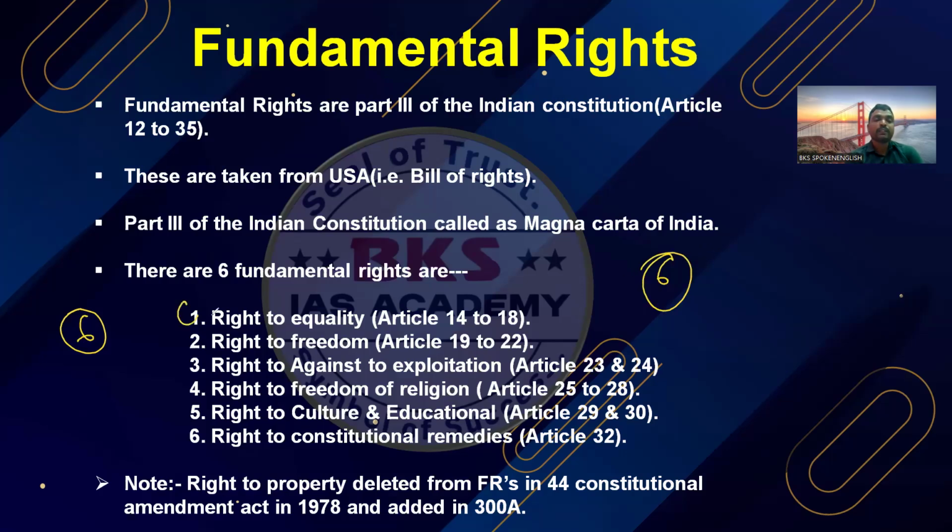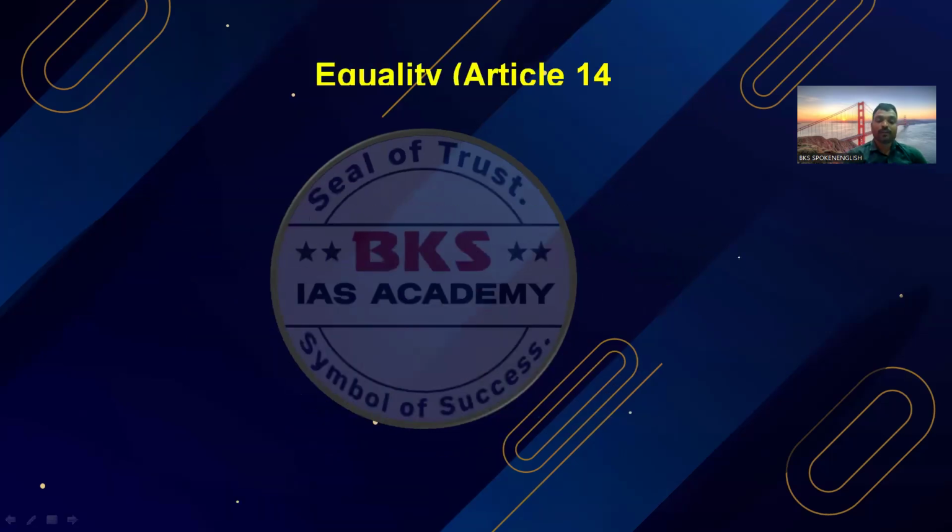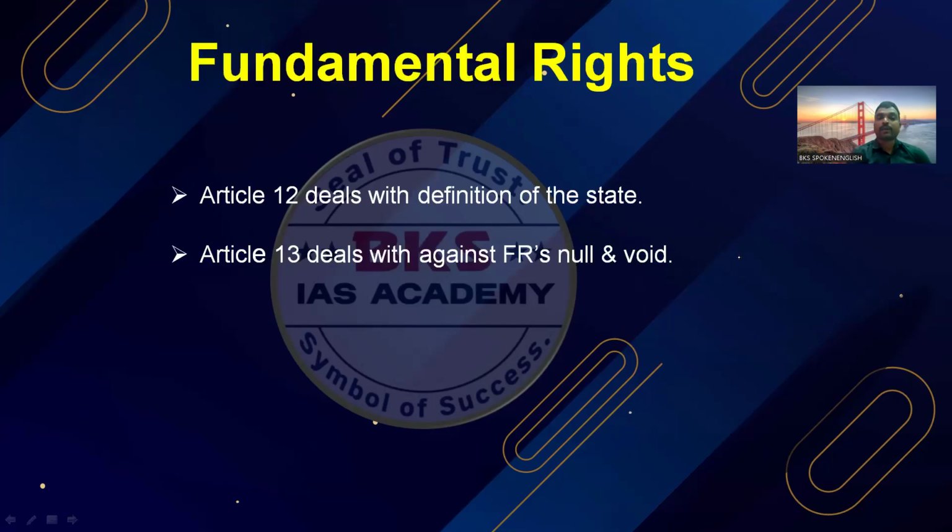Number 1 is the right to equality. Number 2 is the right to freedom. Number 3 is the right against exploitation. Number 4 is the right to freedom of religion, and then cultural and educational rights. The right to constitutional remedies is the sixth. The seventh one, the right to property, has been deleted. Did you understand this? Next we will go to the next topic.